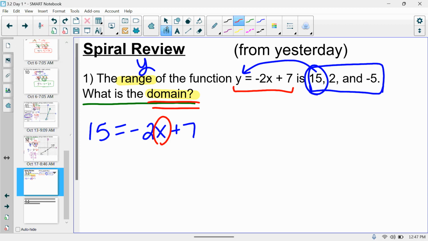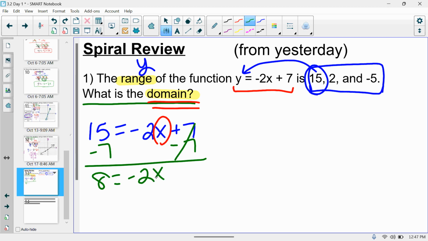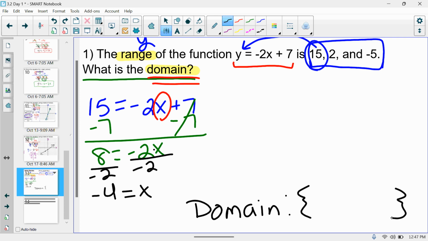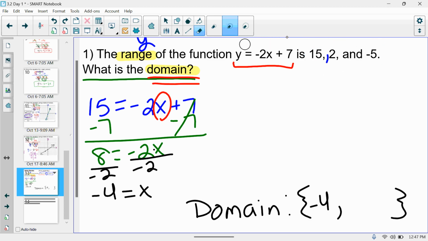So hopefully you took away 7 from both sides. So 15 minus 7 is 8. And then hopefully you did the opposite of multiplication. You divide by -2. How many of you got -4 for x? Okay, now listen, guys. When we go to find the domain, it's going to be a list of numbers. This is only one number in the list. Now, because look, the range had 3 numbers, so our domain is also going to have 3 numbers.